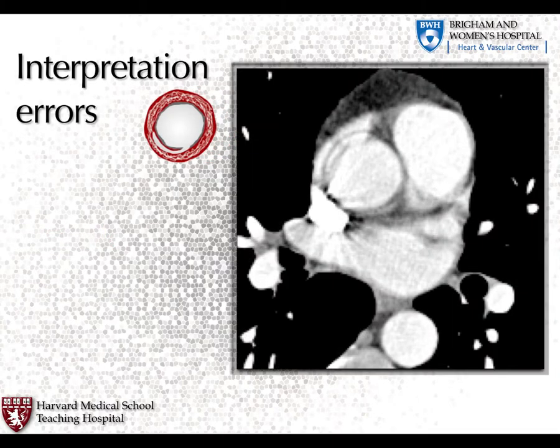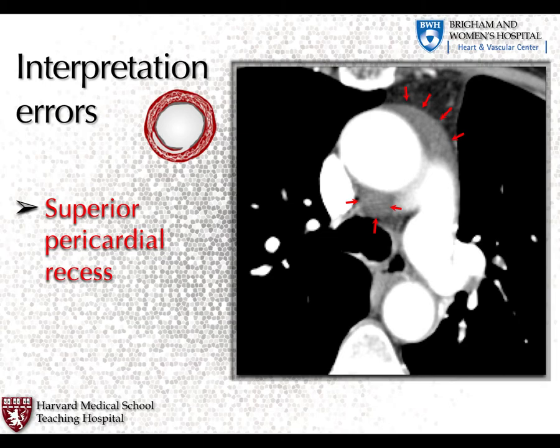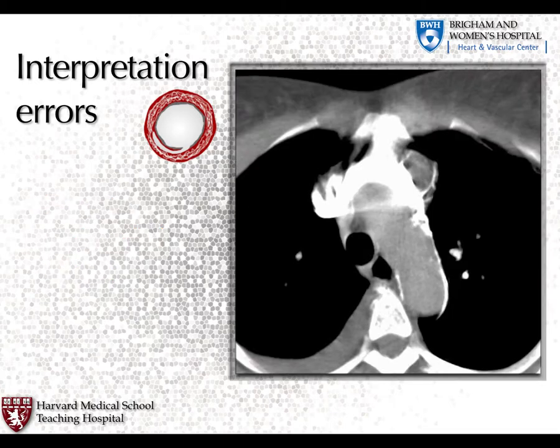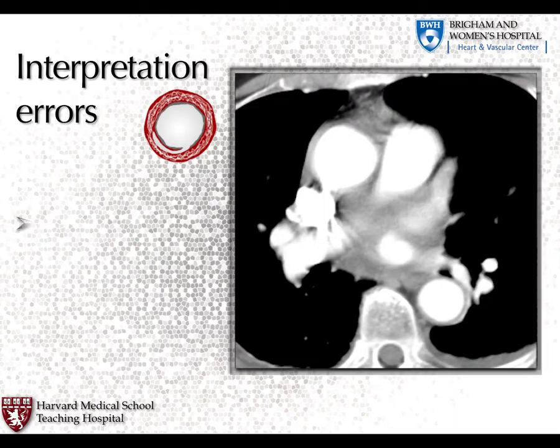Here's an example of an interpretation error. So let's review the different structures that can make dissection imaging tricky. Here's the right atrial appendage. Sometimes that can mimic a dissection flap. Superior pericardial recess. This one actually can be tricky on those SSFP cases because fluid is bright on those, so you have to be aware of that. Superior intercostal vein, that's another tricky one. The left inferior pulmonary vein.